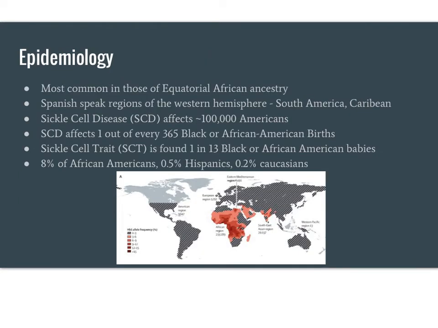The sickle cell allele causing sickle cell disease and sickle cell trait is most common in those of equatorial African descent and in the Spanish-speaking regions of the Western Hemisphere. In the United States, sickle cell disease affects nearly 100,000 Americans. Sickle cell disease is present in 1 in every 365 Black or African American births in the United States. More commonly, sickle cell trait is found in 1 in 13 Black or African American births in the United States. Overall, in the United States, sickle cell trait affects 8% of all African Americans, 0.5% of Hispanics, and 0.2% of Caucasians.